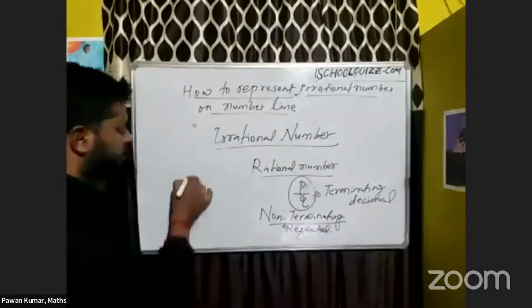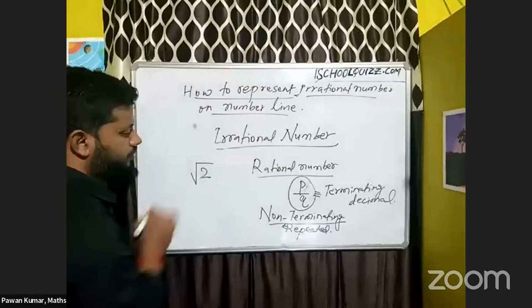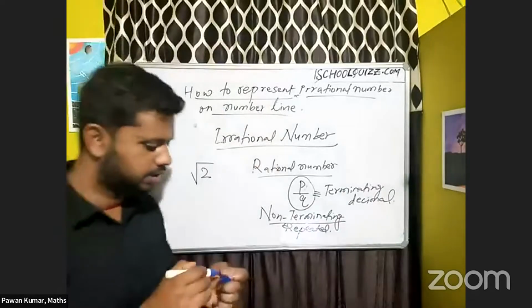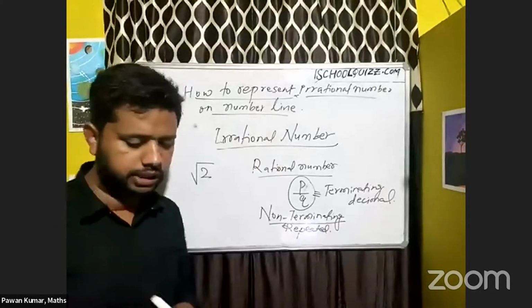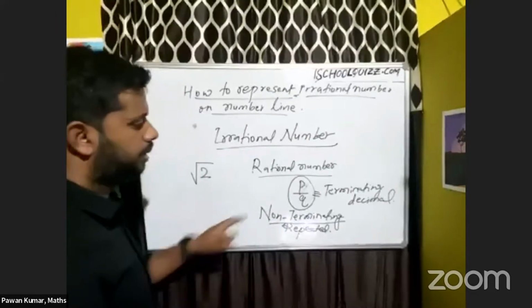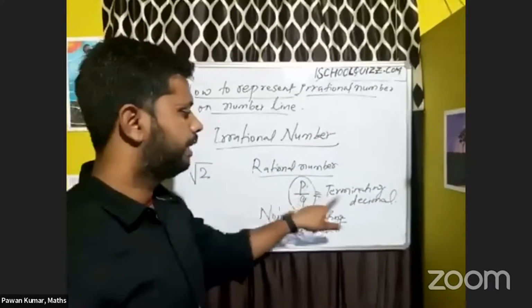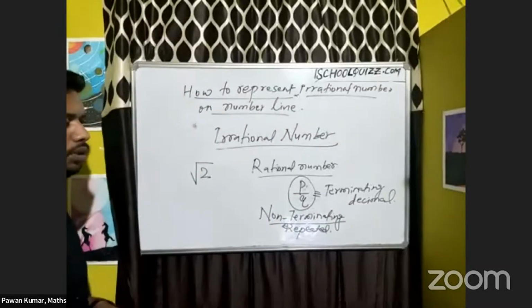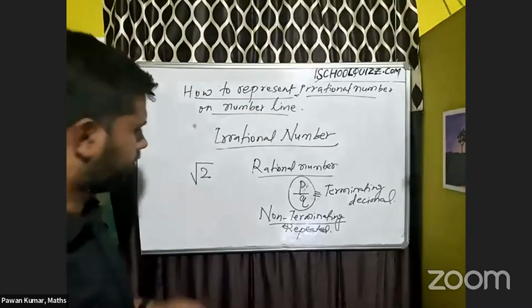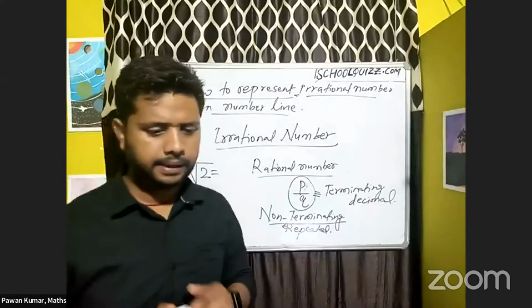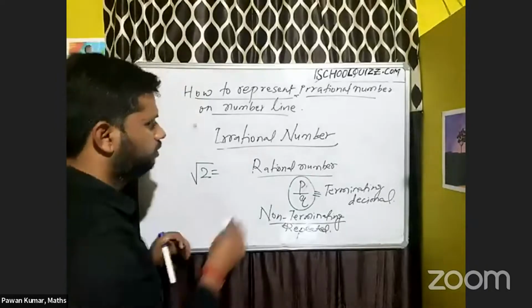Suppose I say root 2. Is root 2 rational or irrational? How can you confirm? As I said, by the definitions: p by q form, terminating decimal, non-terminating repeating. So how can you decide for root 2? What is the value of root 2 you are getting? Do you all know how to find the value of root 2?